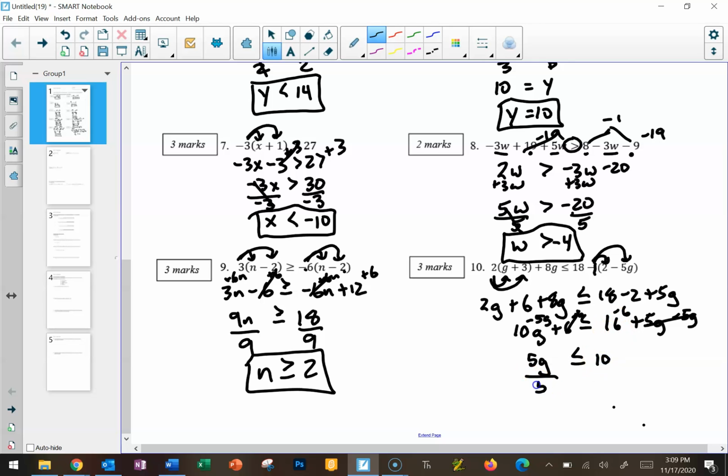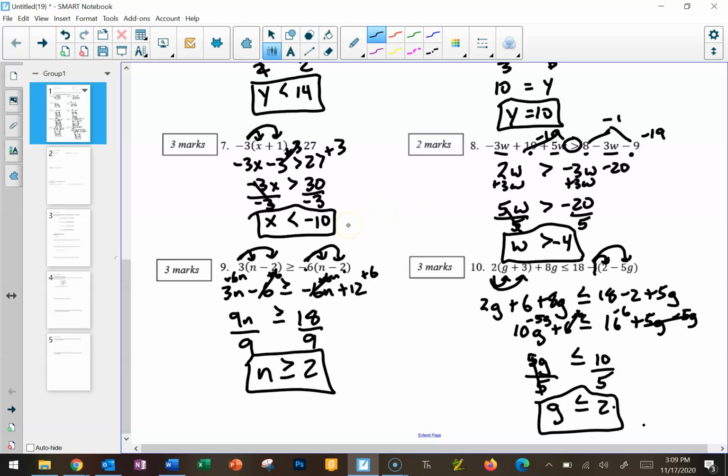And then divide by 5. Divide by 5 on both sides, and that cancels, leaving us with g is less than or equal to 2. And once again, we divided by a positive number, so we don't need to flip the sign on that one.